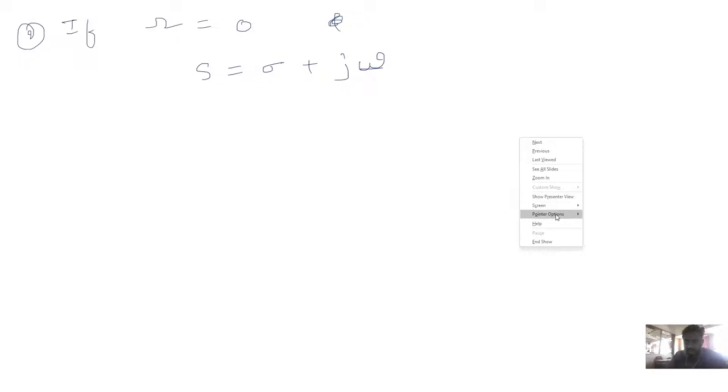Second condition, say if omega is equal to 0 and only omega is 0, and therefore s is equal to sigma plus j omega. Again and again I am making the same mistake, so sorry.